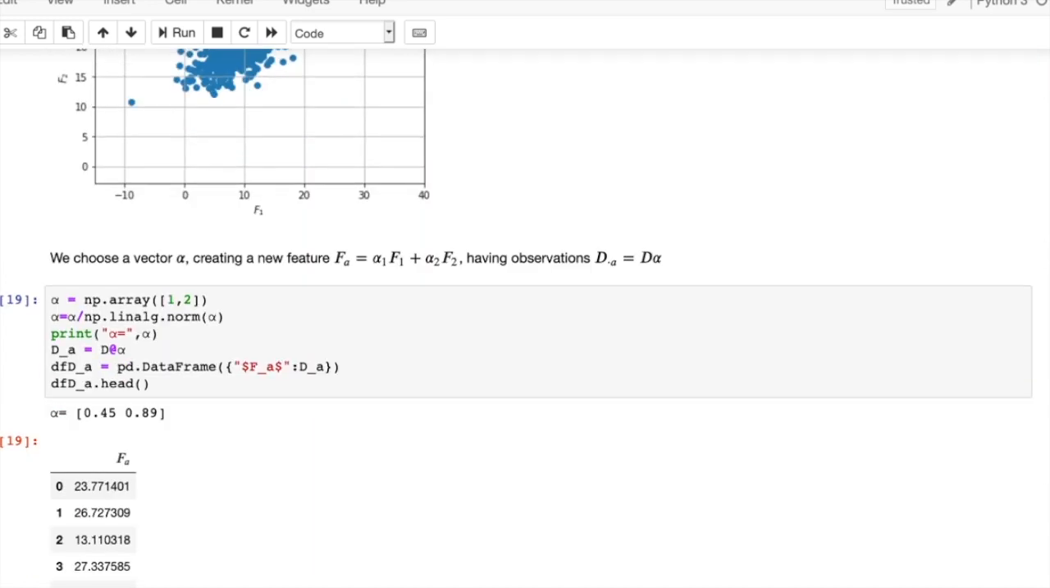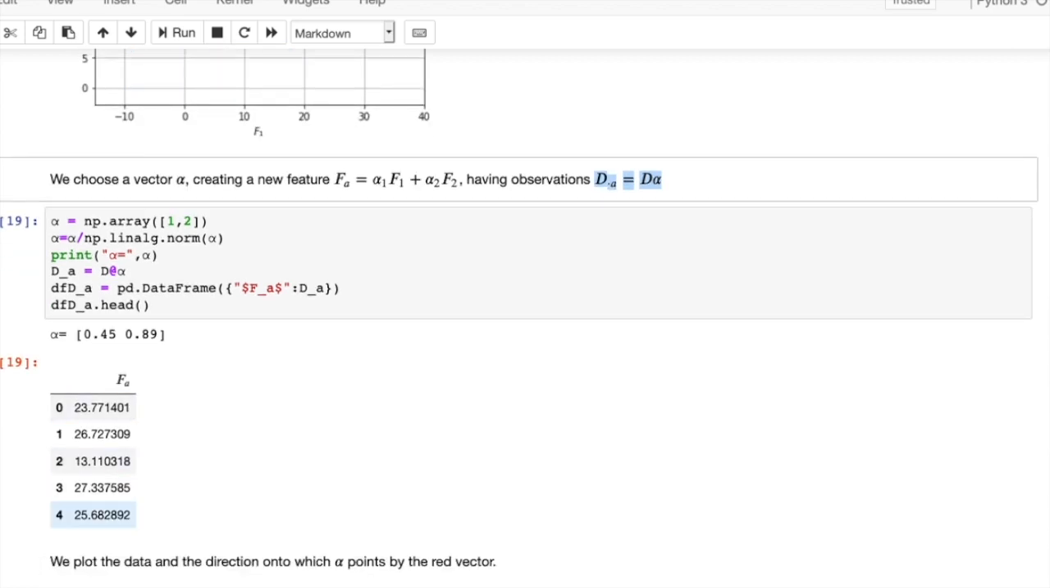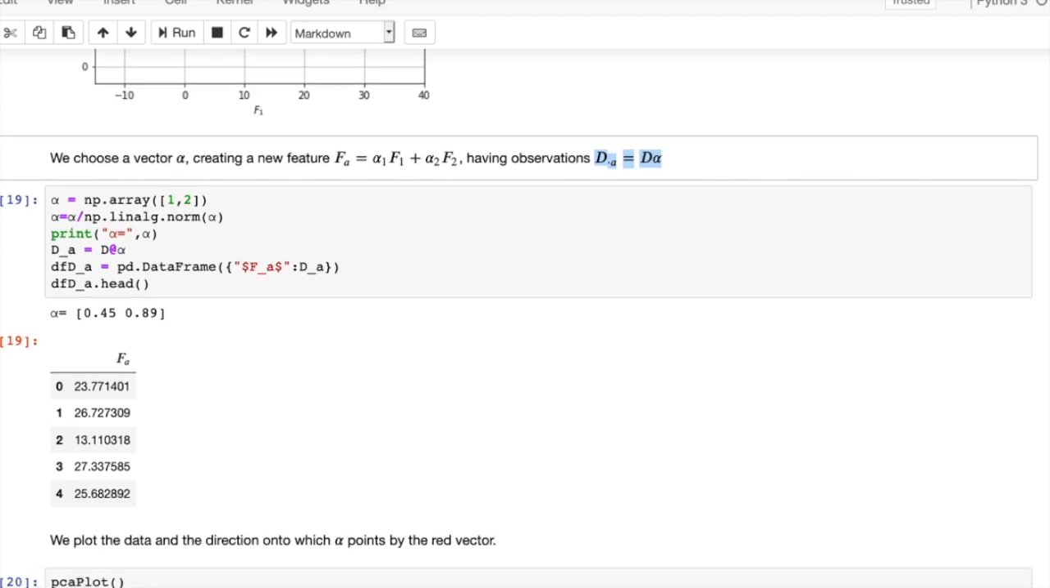And then we choose a vector alpha, which is a direction, right? We choose a vector alpha with a norm of 1, and then generate a new feature, f_alpha, which is the linear combination of the two features we have, and the coefficients are given by alpha. Then we have a new observation of our data matrix, and this observation is given here. And here you see the implementation of what we have discussed in the lecture.